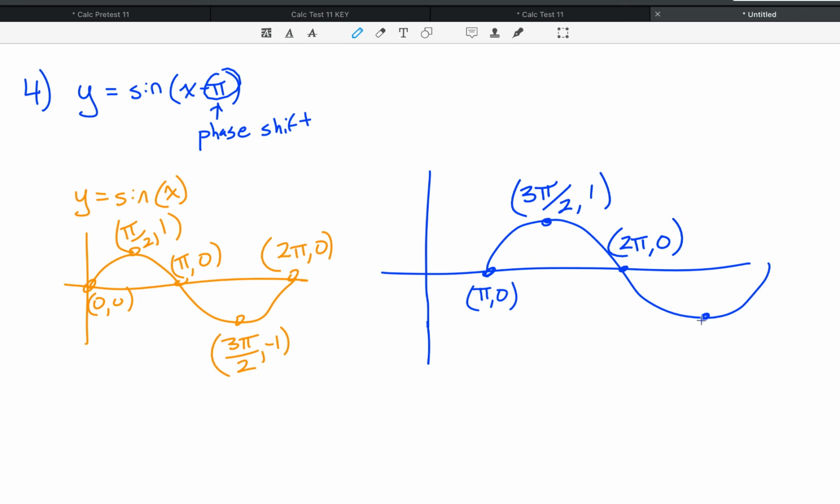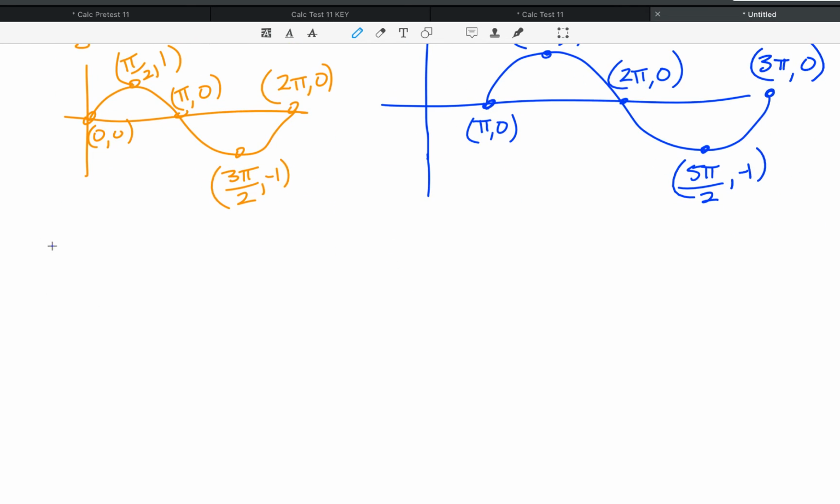Add another pi over 2, because the period hasn't changed. It's still pi over 2 for a quarter of the period. I can write it up here. A quarter of the period is still pi over 2 because it hasn't changed. And I get 3 pi, oh, I did 3 pi over 2, 5 pi over 2. It's one of those odd numbers, right? 5 pi over 2, -1. And finally, you come back to the end of the period, right? And that's going to be 3 pi, 0. And there is our final answer.